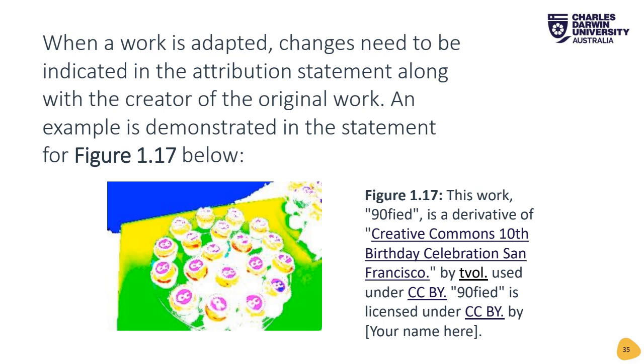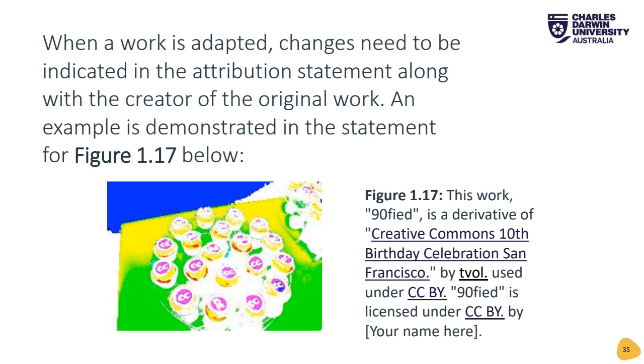When a work is adapted, changes need to be indicated in the attribution statement along with the creator of the original work. An example is demonstrated here. It's Figure 1.17. You can see that it's the same image as on the previous slide, but it has been altered in terms of the color and the contrast.